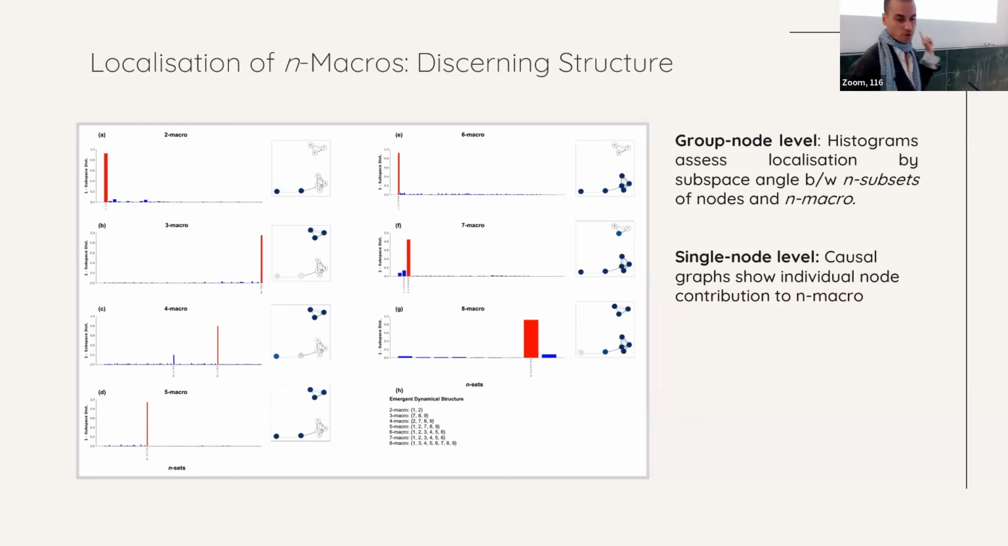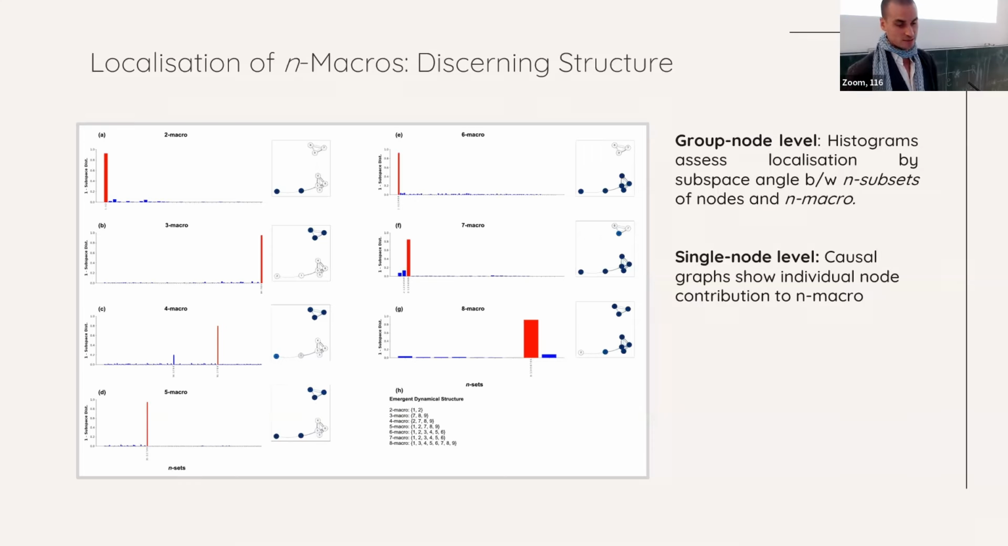The group level approach is illustrated by the histograms, and they indicate the subspace angle between node subsets and the N macro, assessing the localization. So they're subsets of 5 in comparison to a 5 macro. This method partitions the system to find the most emergent subset. So it emphasizes these physical boundaries, which I don't like in my work. I want to assess whether there is a distributed nature of microscopic parts contributing to the macro.